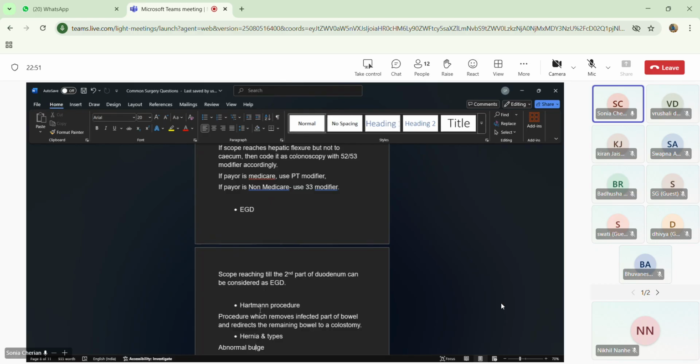If it crosses the second part, if it goes to the third part, and if it goes to the ileum or jejunum, what do you have to code it as? Tell me. Enteroscopy. Okay, intestinal endoscopy, small intestine endoscopy, or enteroscopy. So where the scope is getting inserted is very important in coding esophagoscopy, EGD, and enteroscopy. All the three scopies are the same.